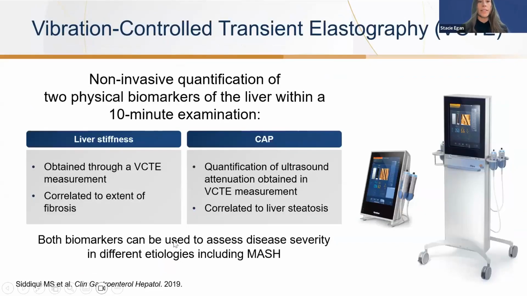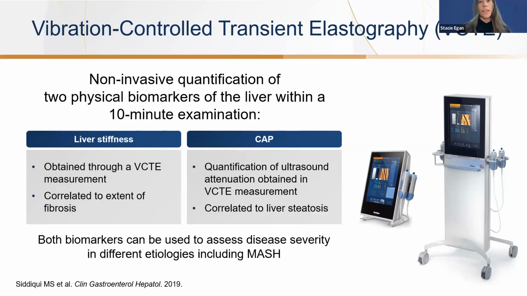Vibration-controlled transient elastography, or VCTE, I call it FibroScan because that's what we have in our clinic. It's a non-invasive quantification of two physical biomarkers of the liver, and it doesn't take a lot of time. We have our patients come in, they can do it right in the clinic. It takes about 10 minutes, but we can look at three things with FibroScan. We can look at liver stiffness, so we can get a fibrosis score, and we can also get what's called the CAP score and look at steatosis.